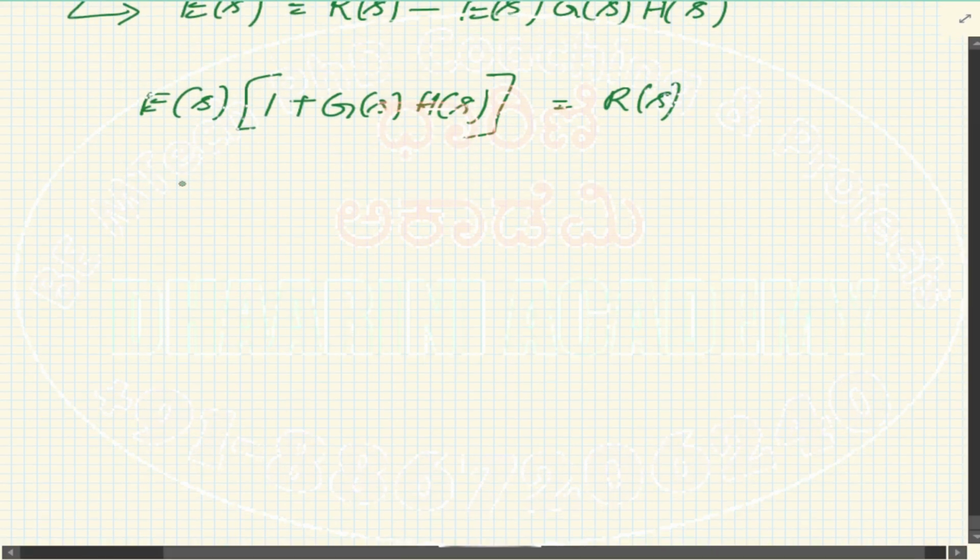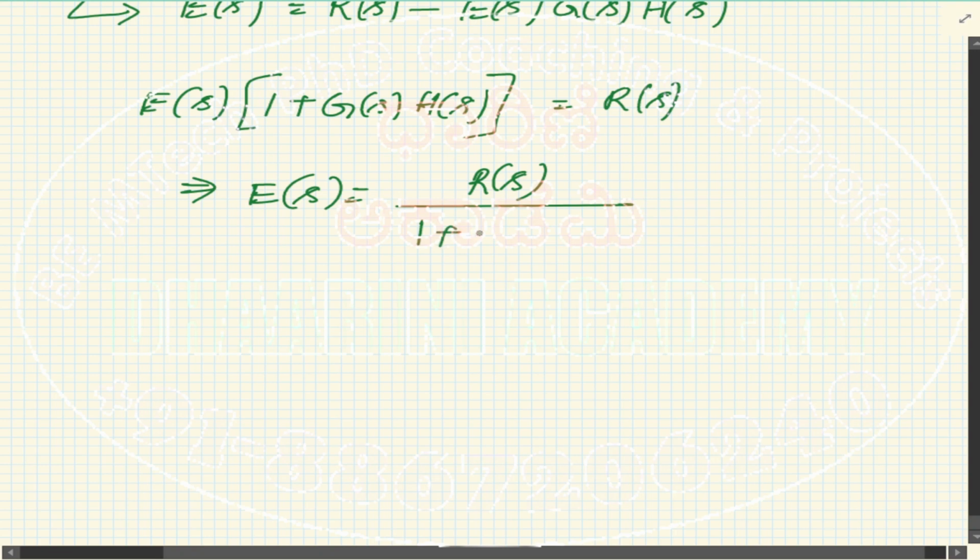Okay, so this implies, now we can try to represent the error signal in terms of the input. Input is R of s divided by 1 plus G of s into H of s.